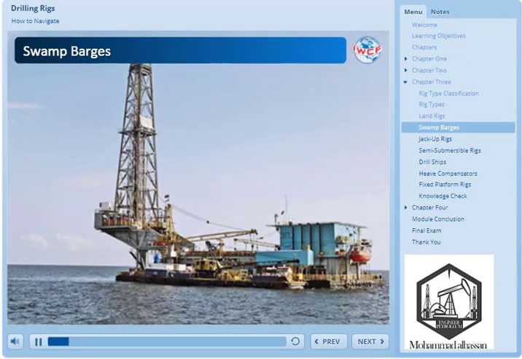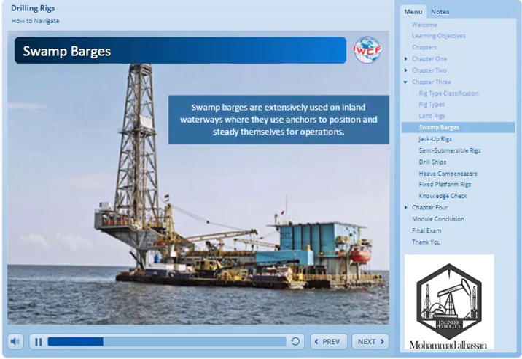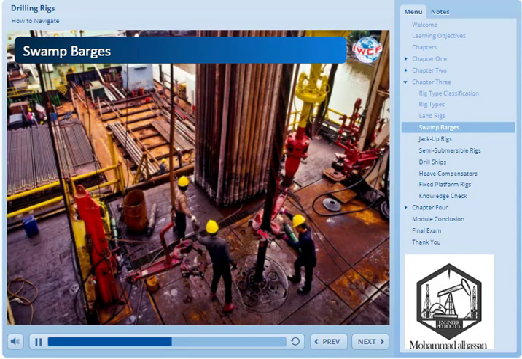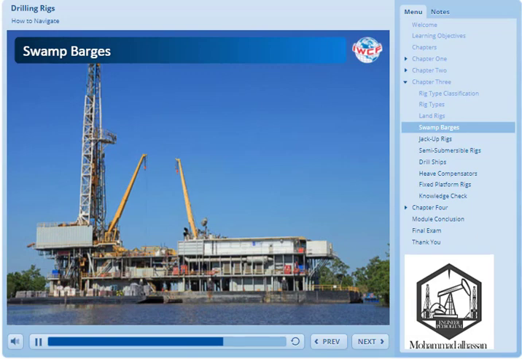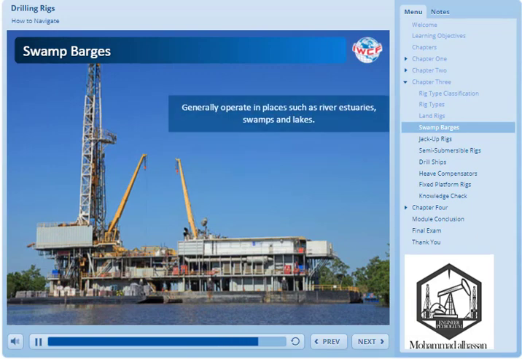Not designed to withstand the waves and movement of open waters, swamp barges are extensively used on inland waterways, where they use anchors to position and steady themselves for operations, and some may even partially sink themselves to sit on the bed of very shallow waters ready to drill. Most drill barges are towed into position and generally operate in places such as river estuaries, swamps, and lakes.